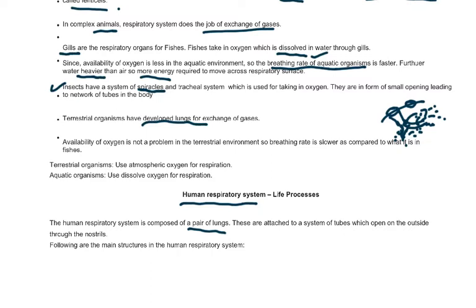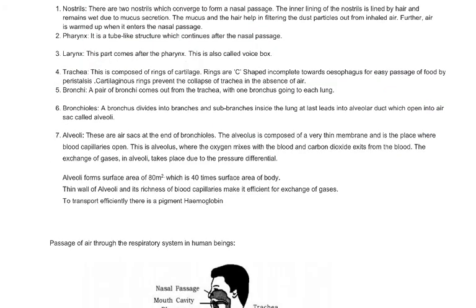If we see the respiratory system of humans, it consists of the following parts. The first part is the nostrils. Nostrils are nothing but the openings of the nasal chamber or the nasal cavity.